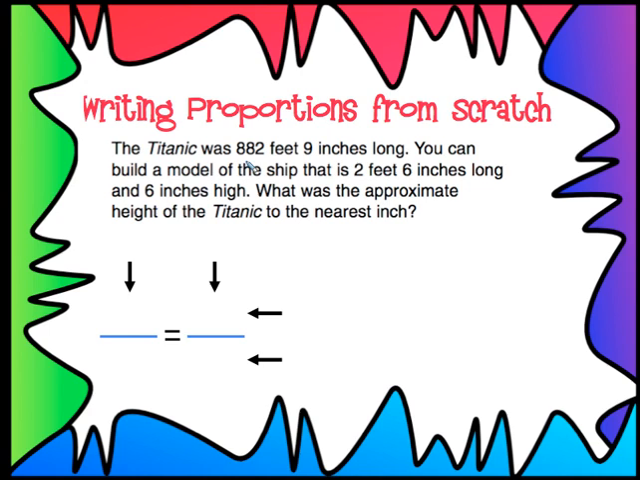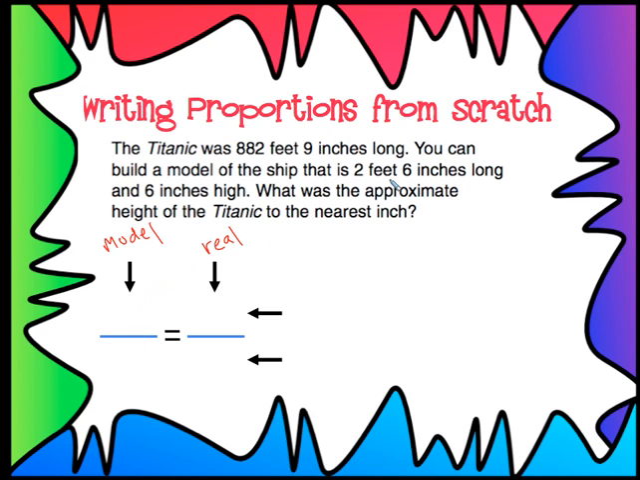The Titanic was 882 feet 9 inches long. You can build a model of the ship that is 2 feet 6 inches long and 6 inches high. What is the approximate height of the Titanic? So this is why it's good to have a model and a real life example or the real thing.